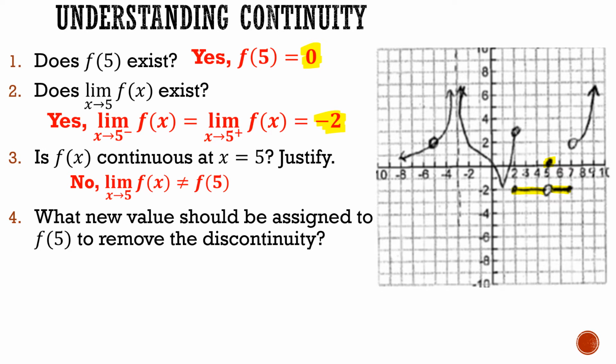All right, question 4 says, what new value should be assigned to f of 5 to remove the discontinuity? In other words, what should I do to fix my hole? What can I do to fill that hole up? Basically, they're asking, how can I move this closed circle up here back to the graph so I no longer have a hole there? Well, that's quite simply all I have to do. Instead of letting f of 5 be 0, if I let f of 5 be -2, this point will come down here and close it up. So what value should I assign to my function? I should let f of 5 equal -2. That would fill my hole.